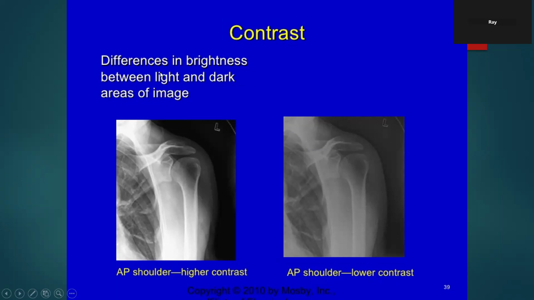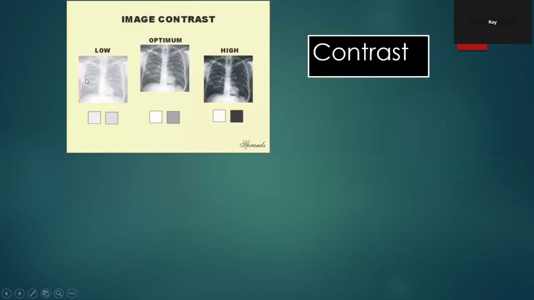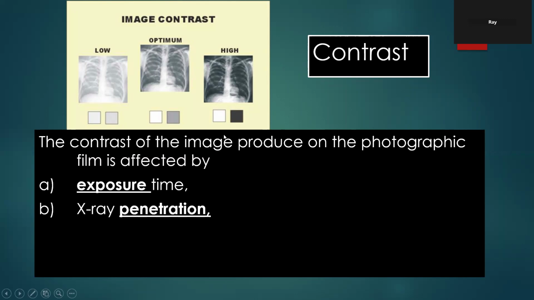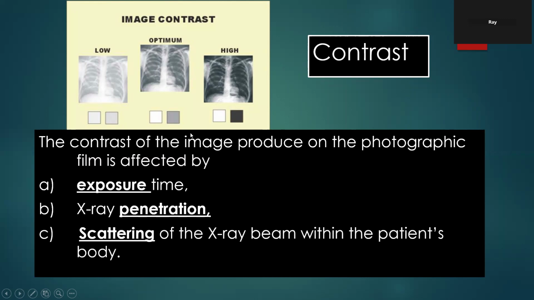Okay, so basically there's a difference in brightness between light and dark areas of the image. This is low, poor contrast, this is high contrast, this is optimum. Contrast of the image produced on photographic film is affected by exposure time. This one has been exposed long enough. X-ray penetration, scattering of the X-ray beam within the patient's body.